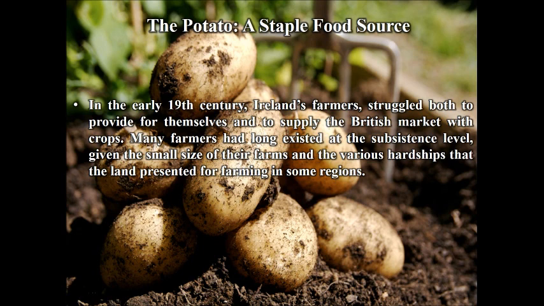In the early 19th century, Ireland's farmers struggled both to provide for themselves and to supply the British market with crops. Many farmers had long existed at the subsistence level, which means just growing enough crops to feed your family, given the small size of their farms and the various hardships that the land presented for farming in some regions.